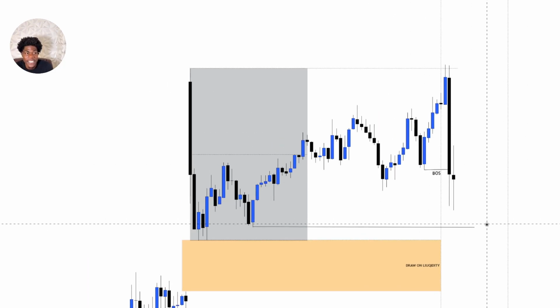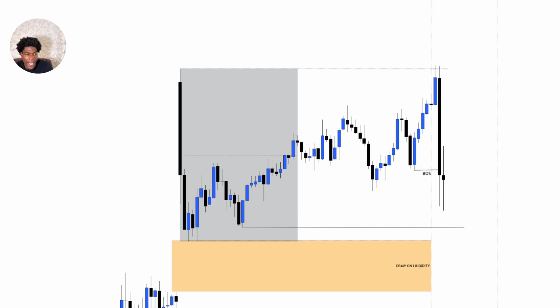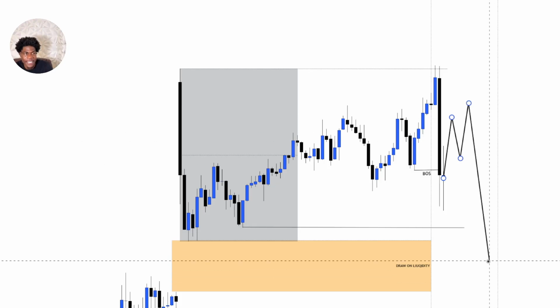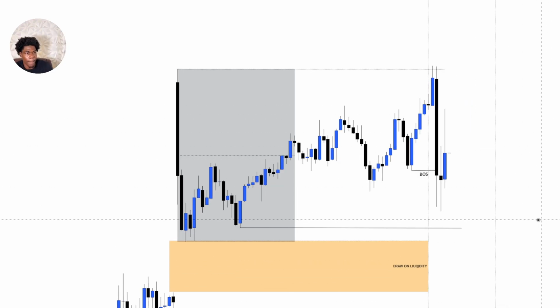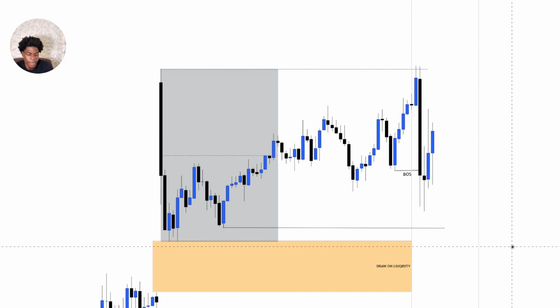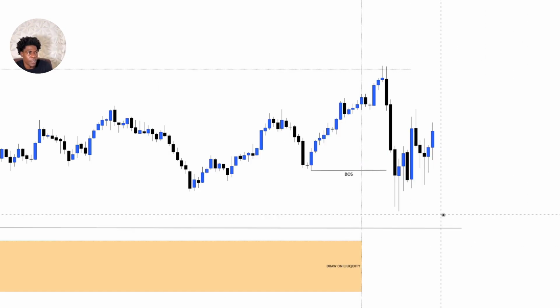Now, what is the next thing we're looking for? We're looking for our inducement. We're looking for price to pull back, give us a short-term high, and then clear that short-term high to extend lower. That's the inducement. So let's play price a little bit more. Boom, right here. Let's go down to the 5 minutes to see this inducement better.